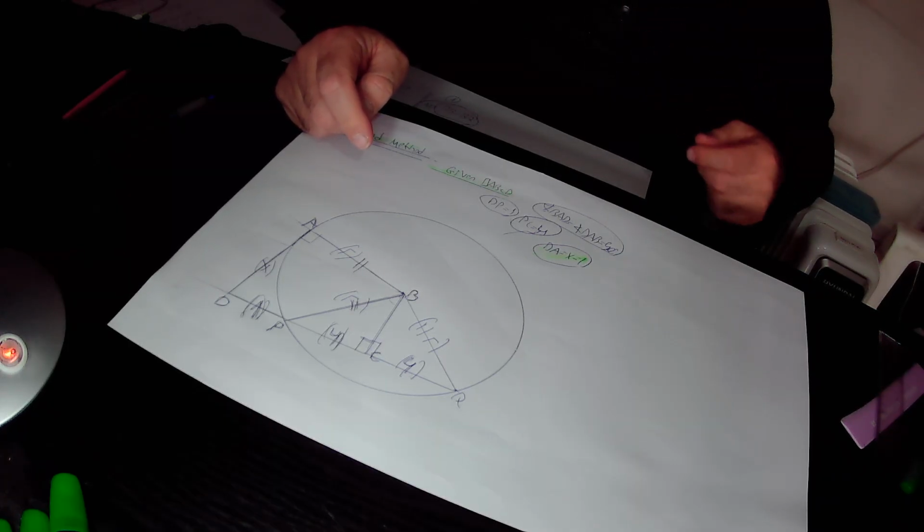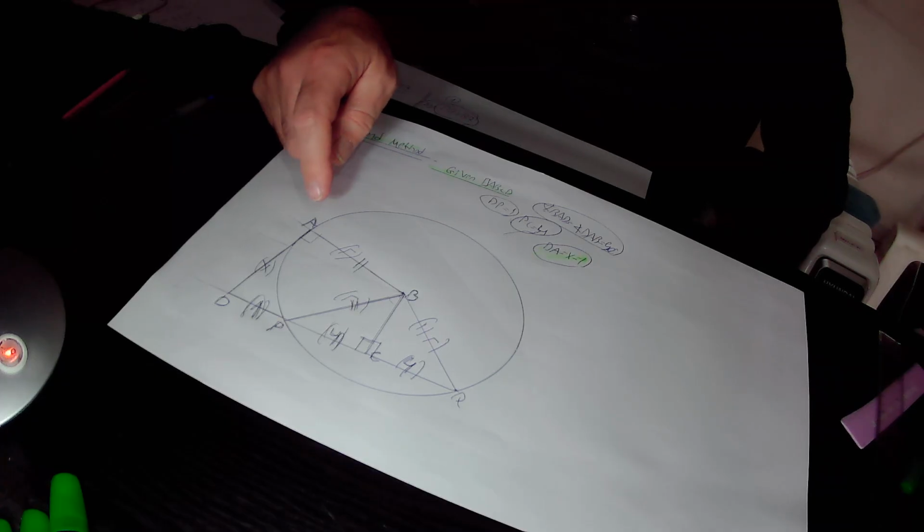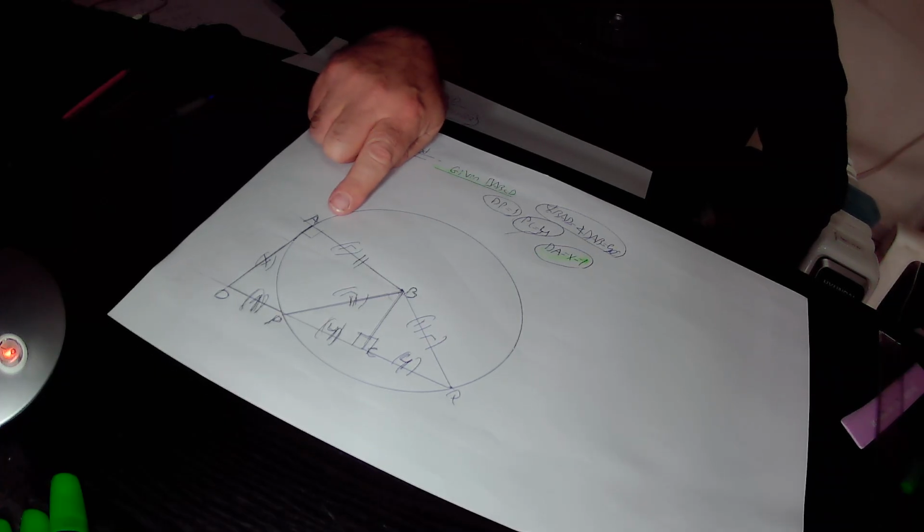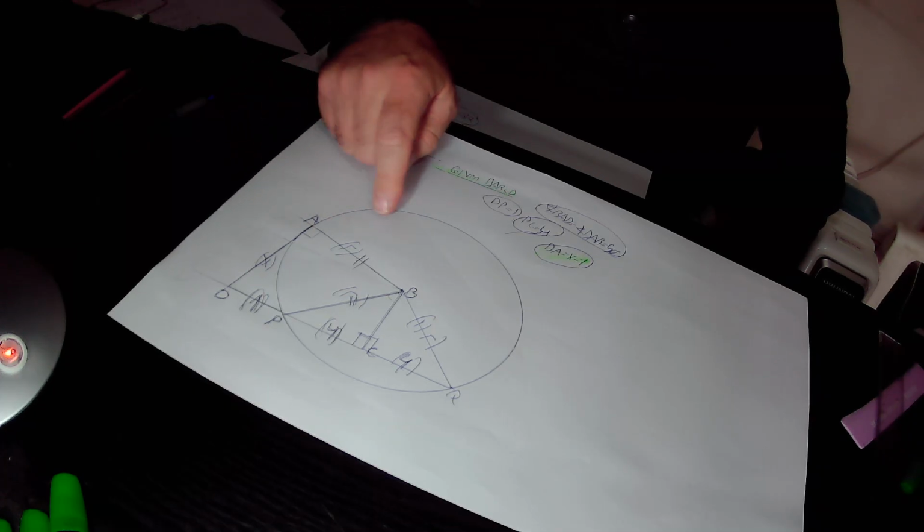So this gives us a question: because angle DAB equals 90 degrees, it means that DA is perpendicular to AB.